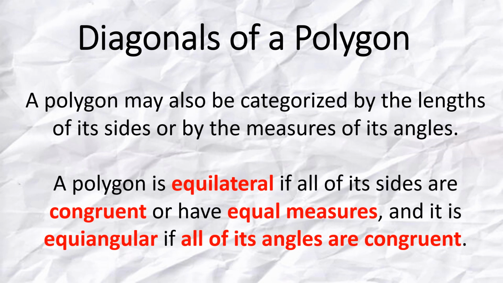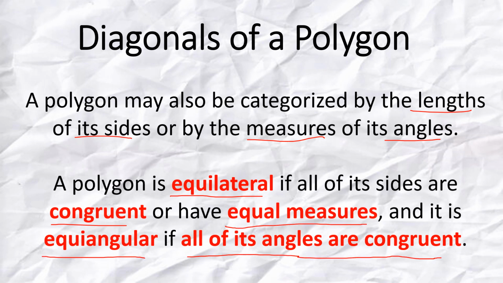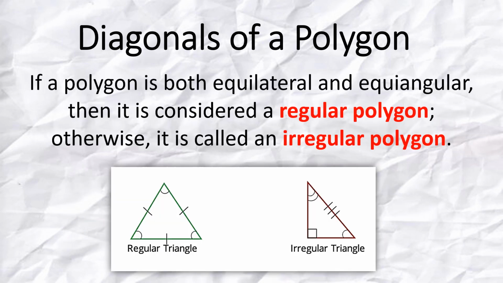A polygon may also be categorized by the lengths of its sides or by the measures of its angles. A polygon is considered equilateral if all of its sides are congruent or have equal measures, and it is equiangular if all of its angles are congruent. If a polygon is both equilateral and equiangular, then it is considered a regular polygon. Otherwise, it is called an irregular polygon.